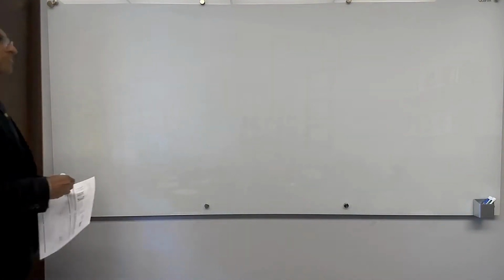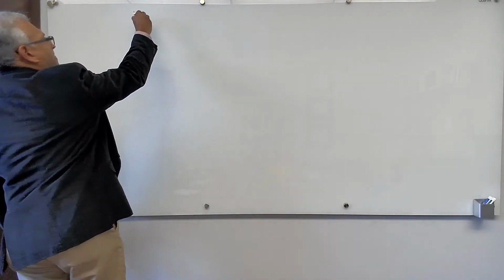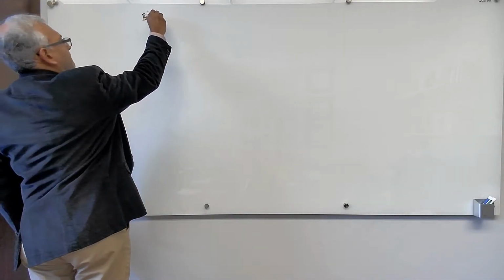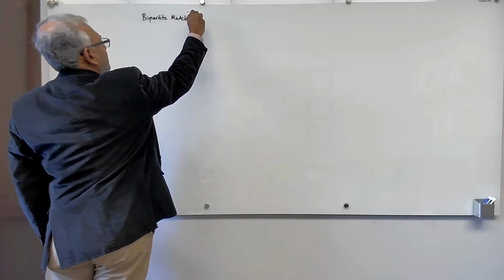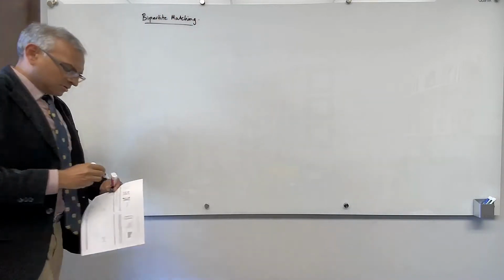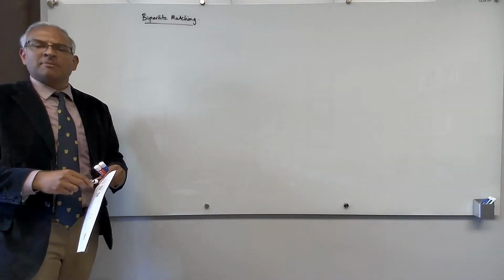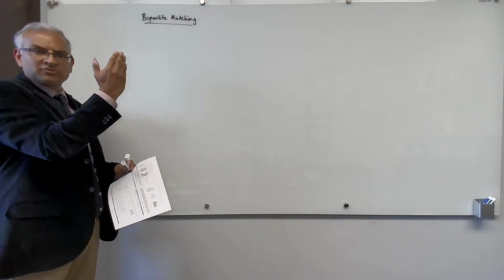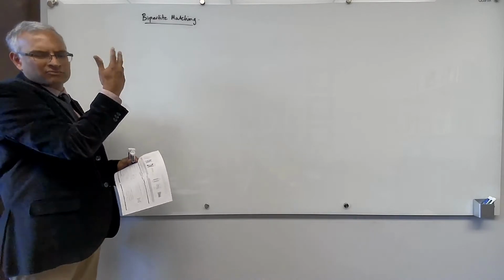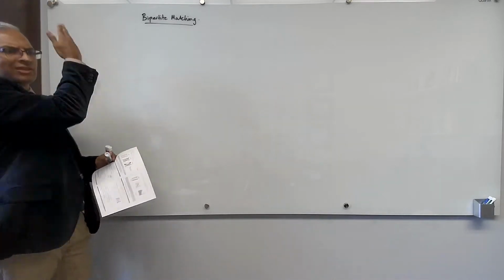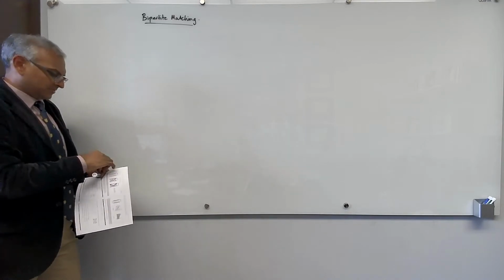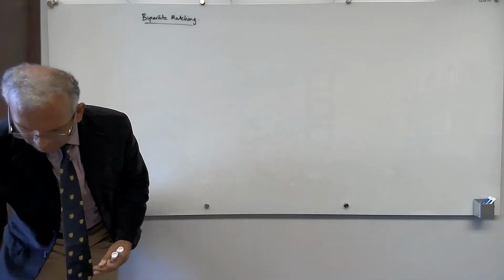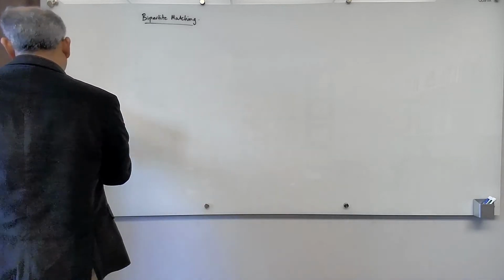Okay, so let's talk about bipartite matching. The general setting is that a bipartite graph has these two types of nodes, these two types of vertices, and for convenience we'll call them the blue and the red, or the left and the right. And all the edges go from the left to the right. Okay. So, let me show you an example.